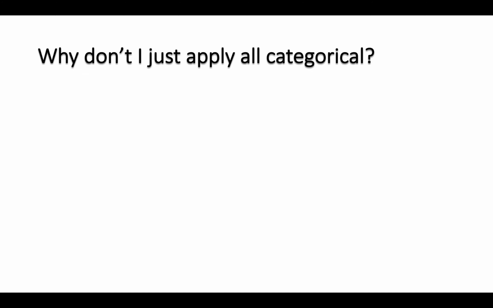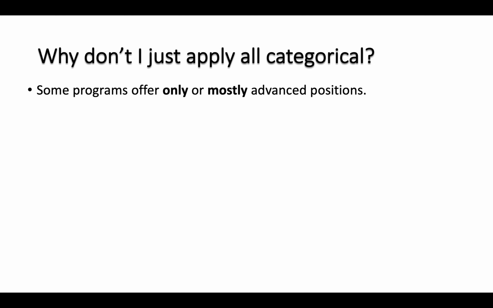So obviously, like I said before, for categorical, you just stay in one place the whole time and you don't have to move. But you'll find when you're applying that some programs offer only advanced positions. So for anesthesiology, Emory in Atlanta only has the advanced option. So they expect you, if you want to go there, you have to set up an internship somewhere else. Or some programs have mostly advanced options and a few categorical positions.